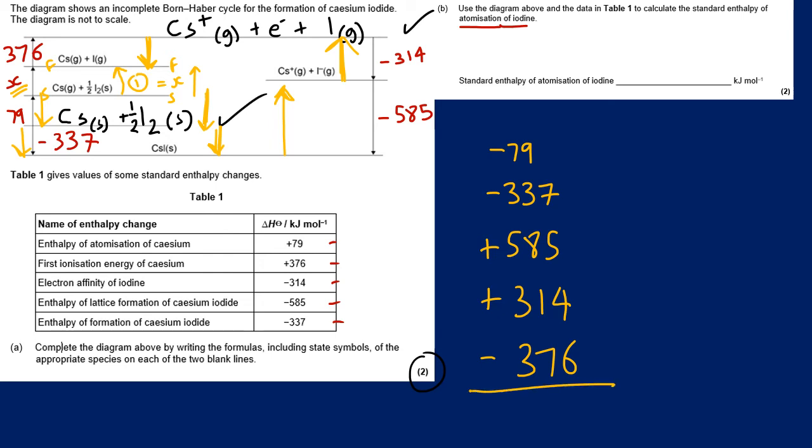Work that out on your calculator and you get a value of plus 107. And this is where I can check, does that seem realistic? Yes, I'm expecting a positive value. My value here is plus 107. That gains me 2 marks.